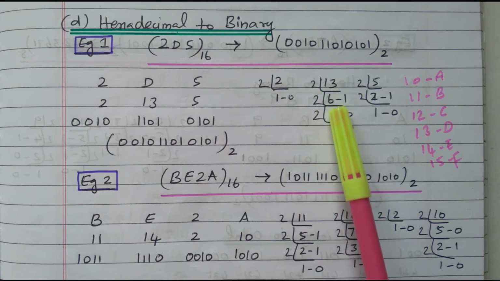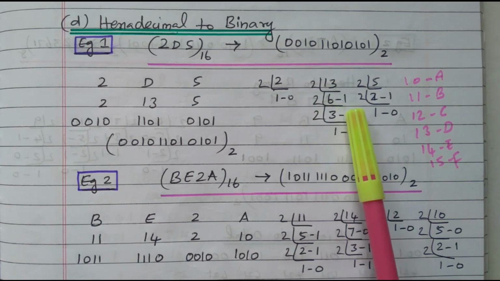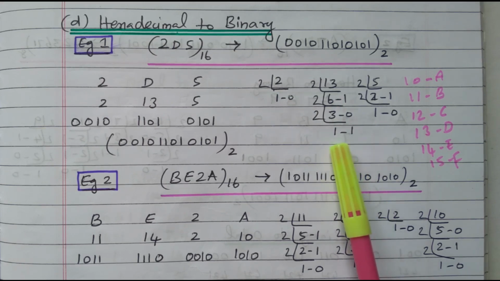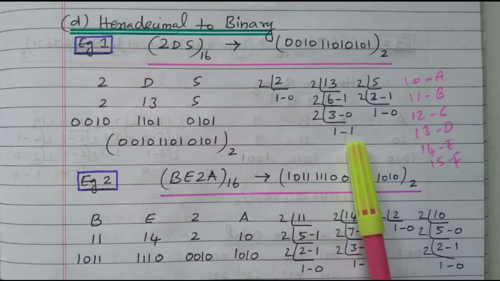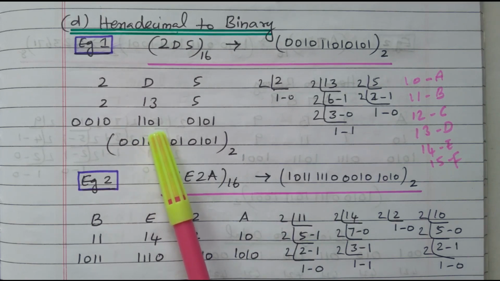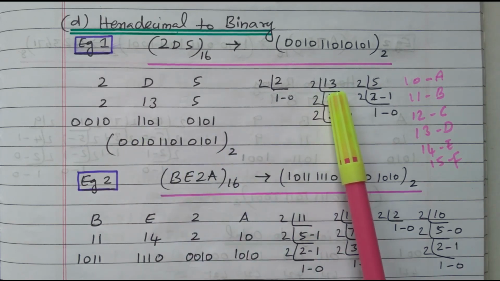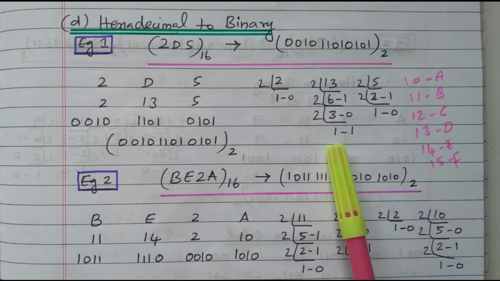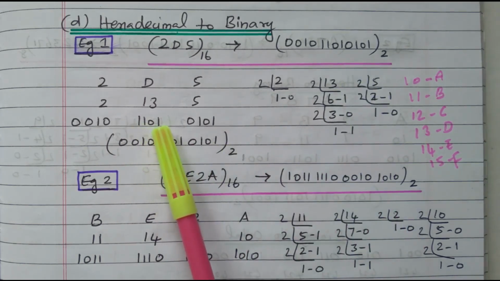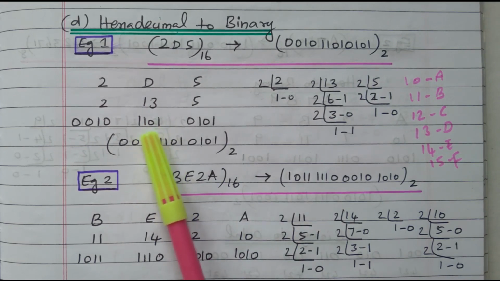Then convert 13 into binary. 13 divided by 2 goes 6 times, balance is 1. 6 divided by 2 goes 3 times, balance is 0. 3 divided by 2 goes 1 time, balance is 1. So write in the reverse order: 1 1 0 1. While converting 13 into binary, we got 1 1 0 1. It is already in 4 digits.